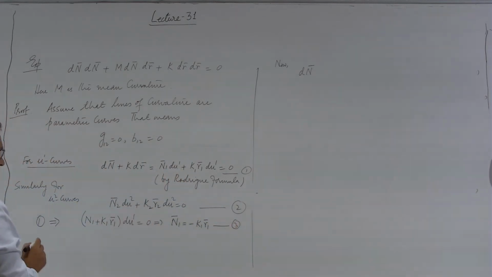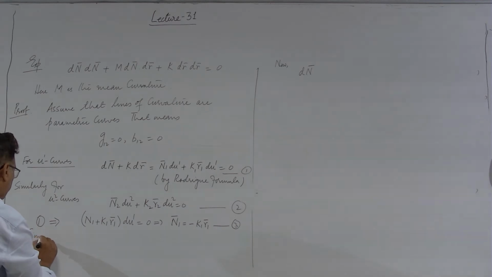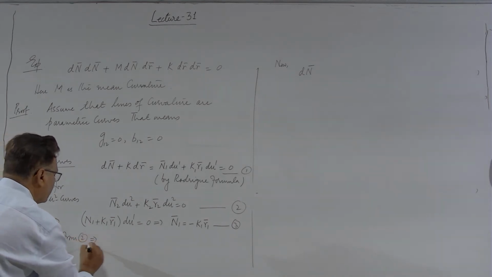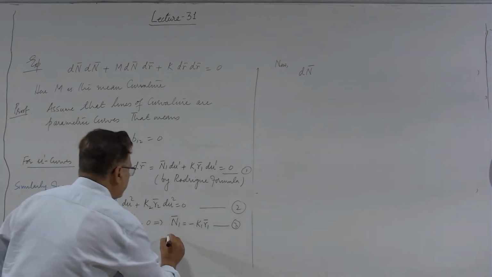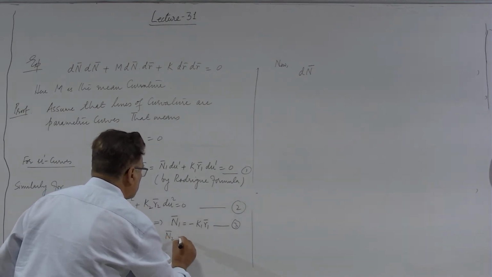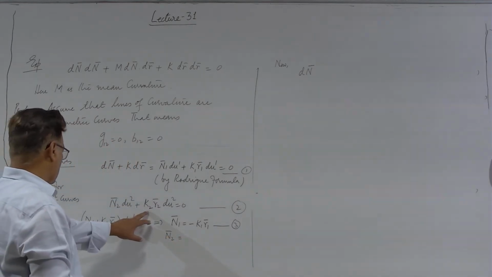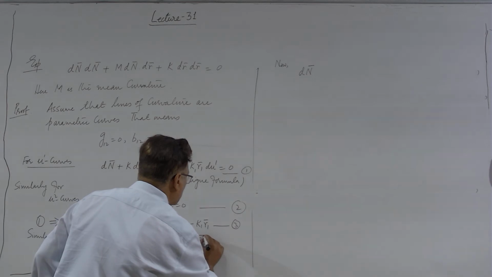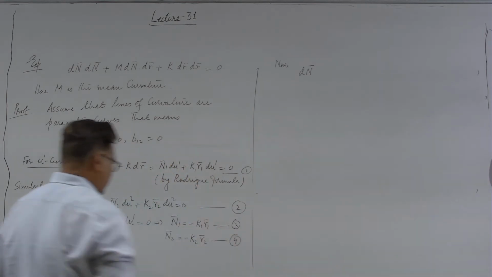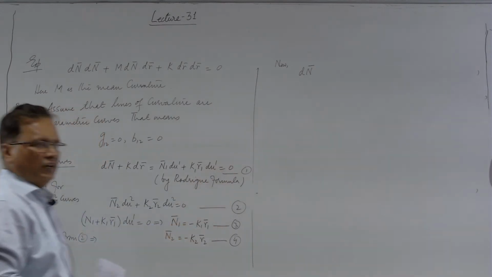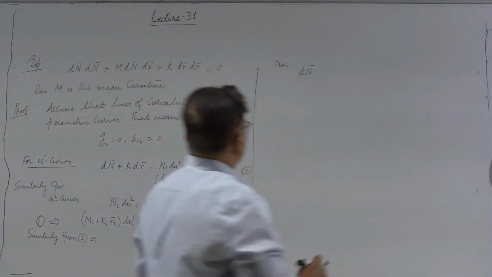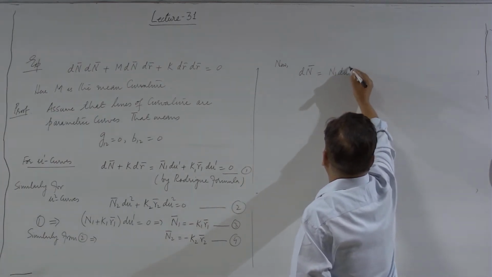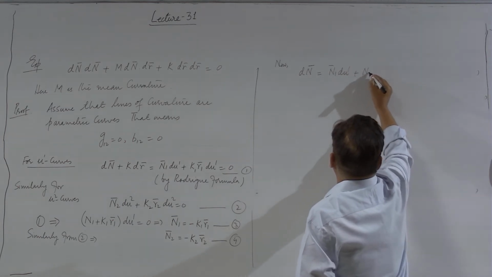Similarly, from 2, what you will be getting? You will be getting n 2 equal to, this will be 0, minus k 2 r 2. So, this is number 4. So, we will be using 3 and 4 rather than 1 and 2. So, now look at what will be dn. dn by definition is n 1 du 1 plus n 2 du 2.